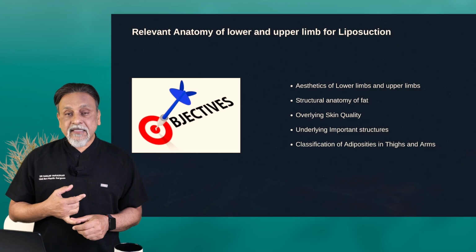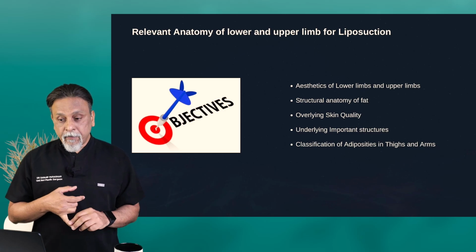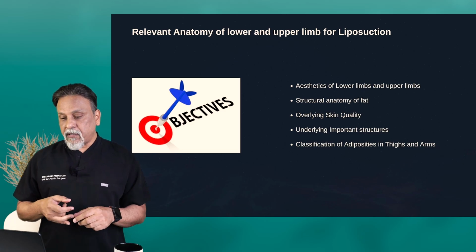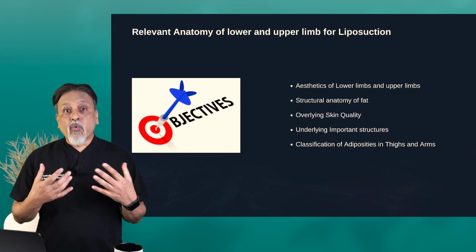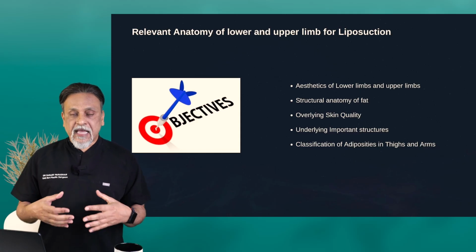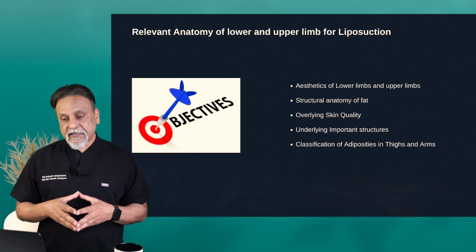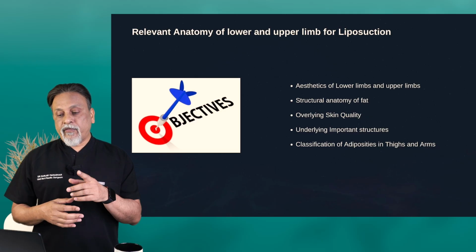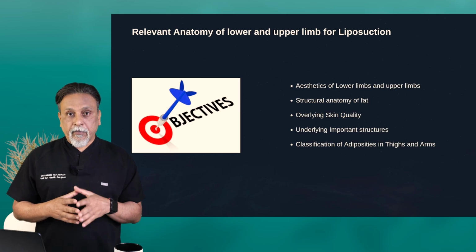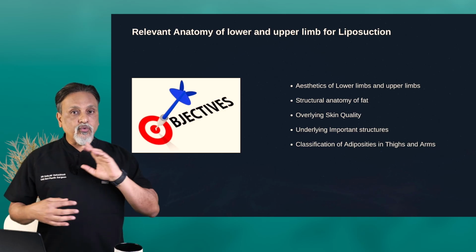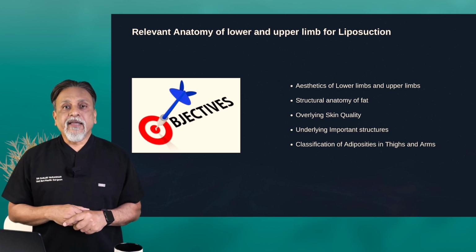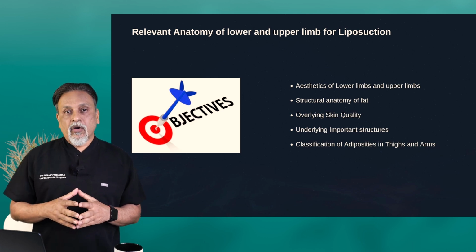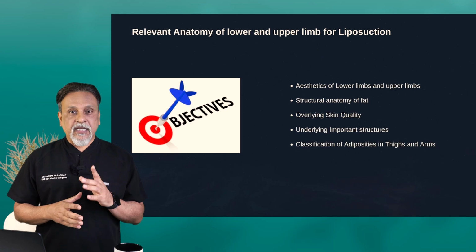So what we need to see is the aesthetics of the lower limb and the upper limb, because proportions are important, remember. Structural anatomy of fat, like we have seen in the truncal area, the skin quality in each of these different zones of arms and legs, underlying important structures, and classification of adiposities are very important. Because like I said, in the abdomen you can do 360 liposuction, but in arms and thighs you have to be very careful about choosing the areas for liposuction. That's why classification is important.